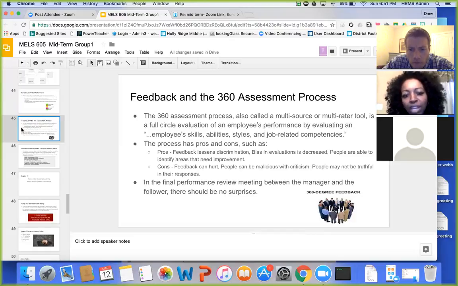It's a full circle evaluation of an employee's performance by evaluating employees' skills, abilities, styles, and job-related competencies. The chapter gave some pros and cons. Some of the pros were that the feedback lessens discrimination, bias in evaluations is decreased, and people are able to identify the areas that they need improvement in. Some of the cons were that the feedback can be hurtful. People can be malicious and criticize, and some people cannot tell the truth on their responses.